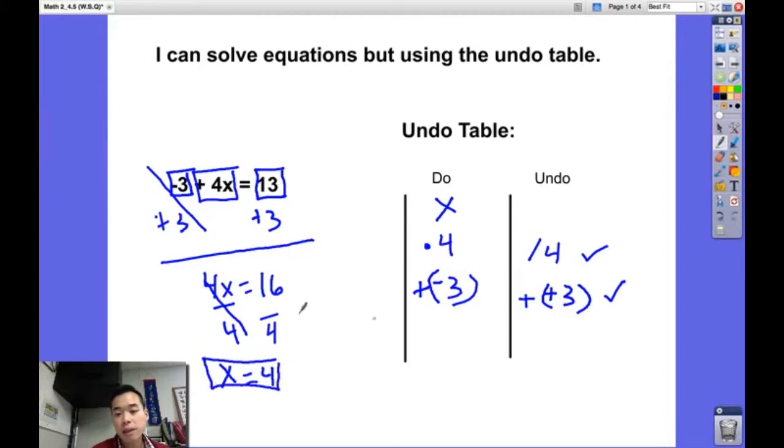Okay, so if you look again, the undo, the very first thing that I did right here is add 3. I put it over here, divided by 4. That was my next thing. I like this way because if I put in 4 for x, 4 times 4 is 16. 16 plus -3 is 13. So you're also checking your work at the same time.